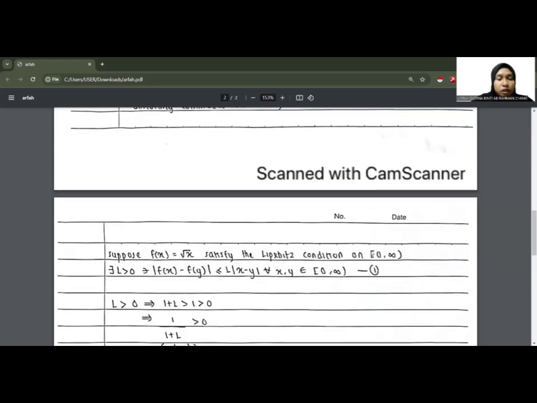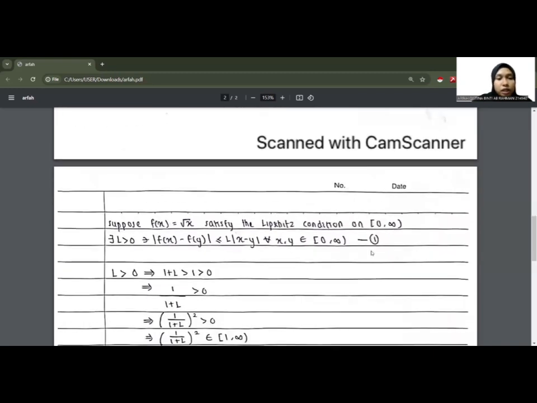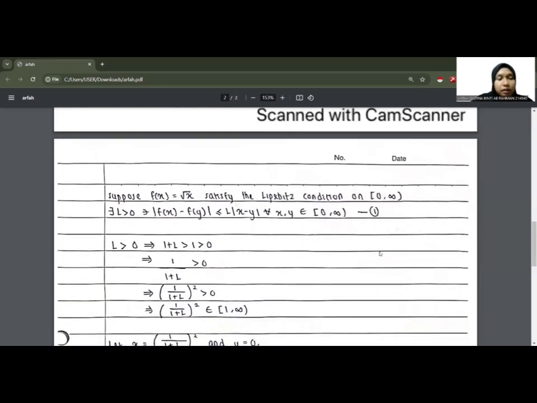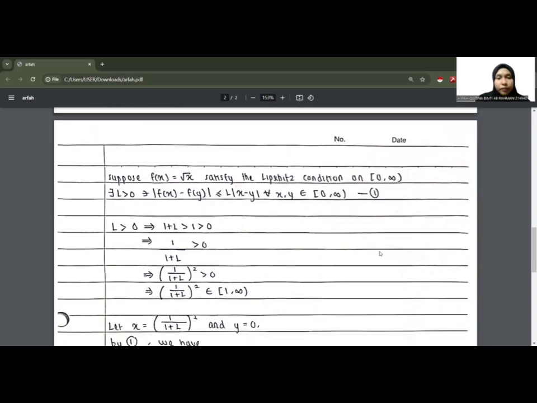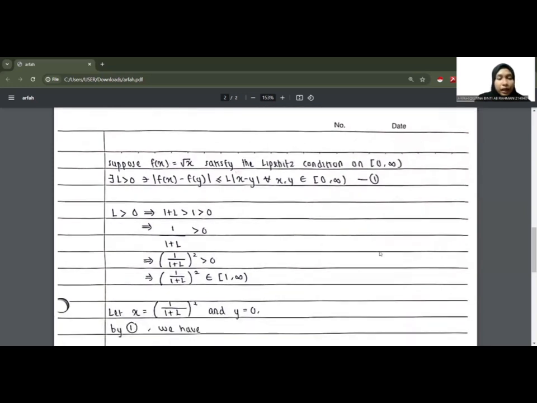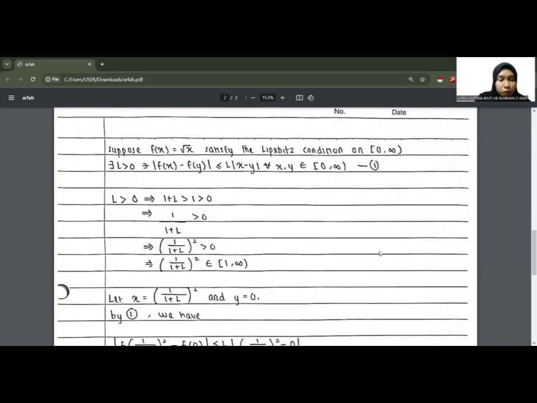So for the Lipschitz condition, suppose function f equal to square root of x satisfies the Lipschitz condition on [0, infinity). There exists L greater than 0 such that |f(x) minus f(y)| is less than or equal to L multiplied by |x minus y| for all x and y in [0, infinity). For L greater than 0, we can imply that 1 plus L is greater than 1 and greater than 0. So obviously 1 over (1 plus L) is greater than 0.